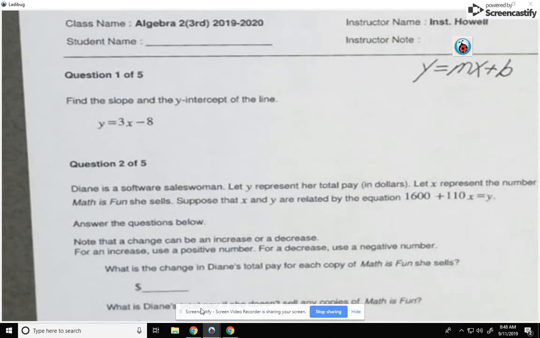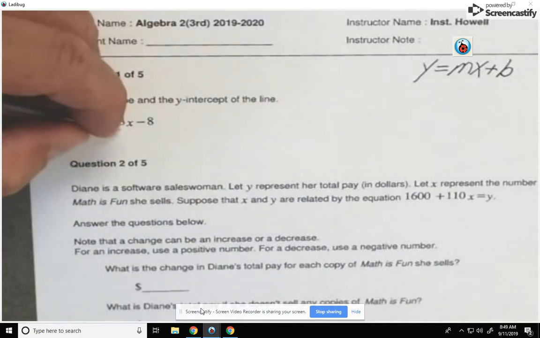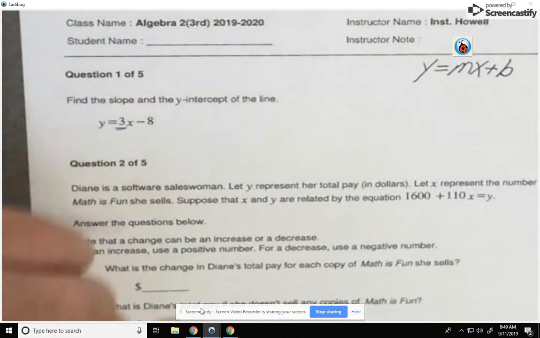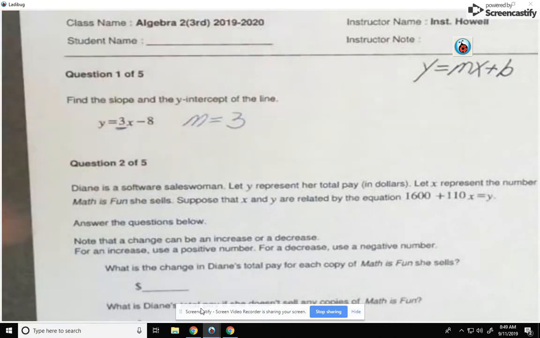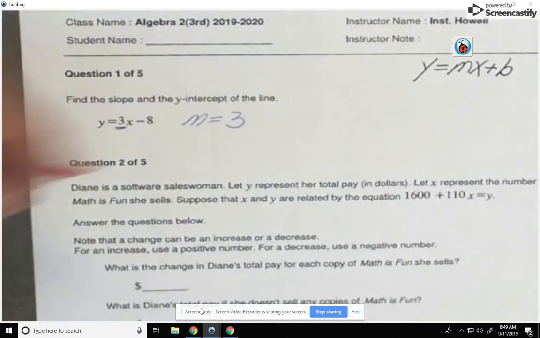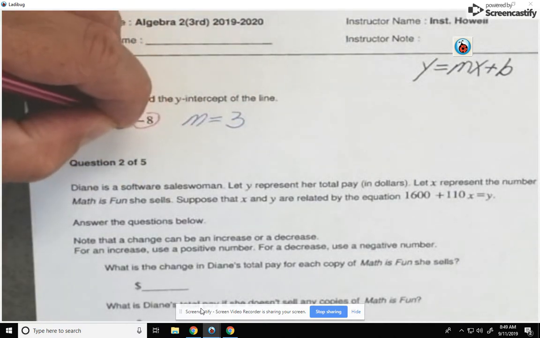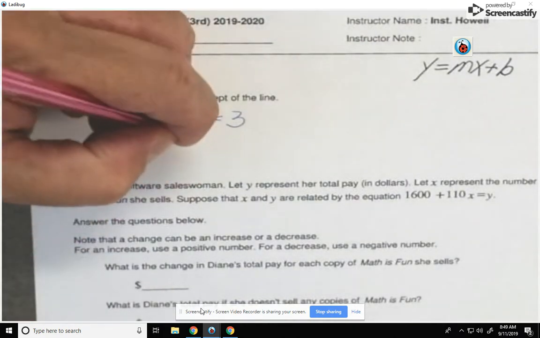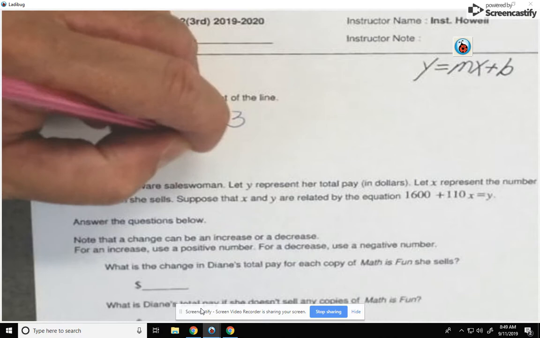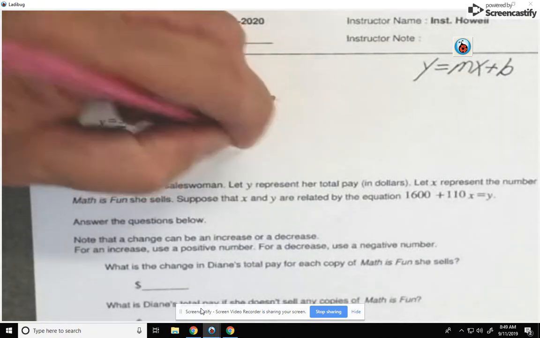It says find the slope and the y-intercept. Again, we know the slope is what's in front of our x. So our slope in this case is 3. Our y-intercept is what's being added or subtracted from the x part. So in this case, our y-intercept is a -8.